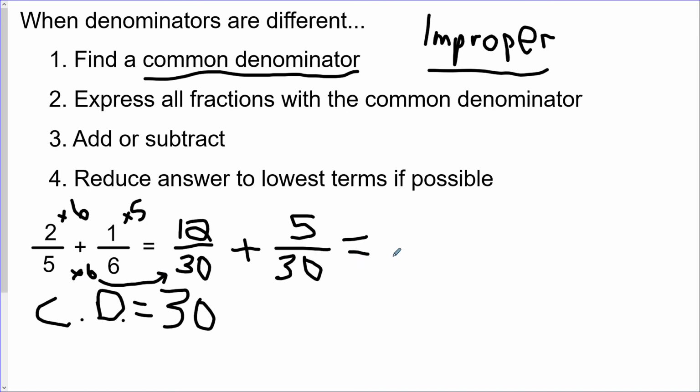Okay, now that we've got a common denominator, you do exactly what we did on the first slide. So 12 plus 5 equals 17. So our final answer is 17 over 30. There's no way to reduce that to lowest terms, so we just leave it as it is. Yay. Okay, we'll try a few more examples on the next page.